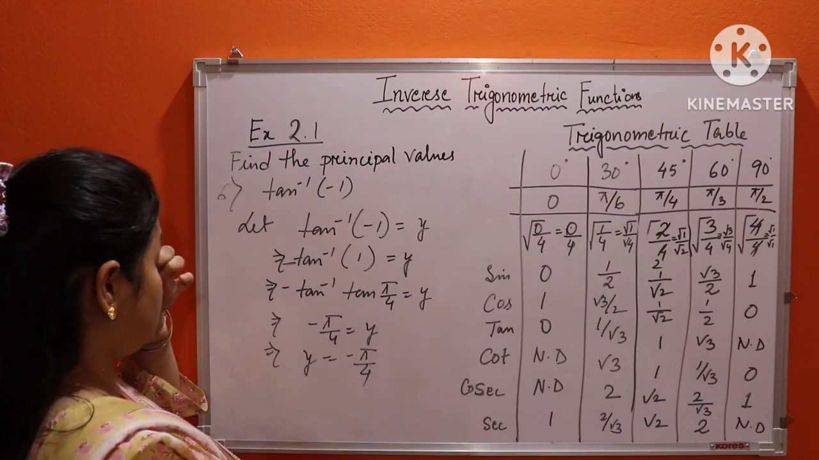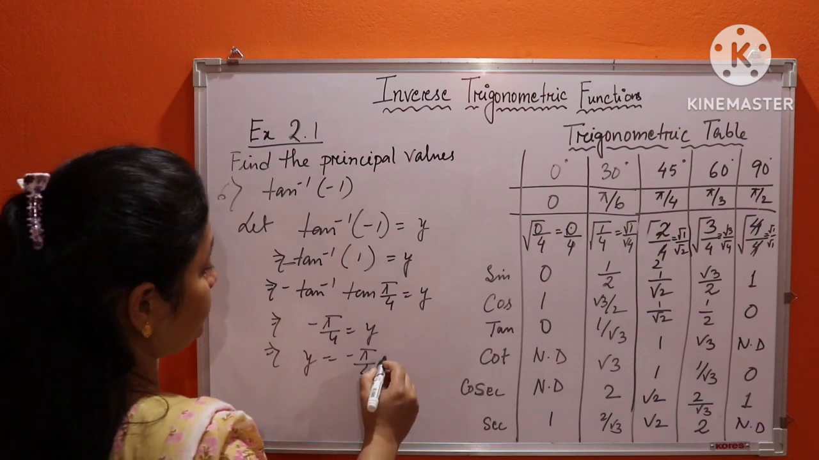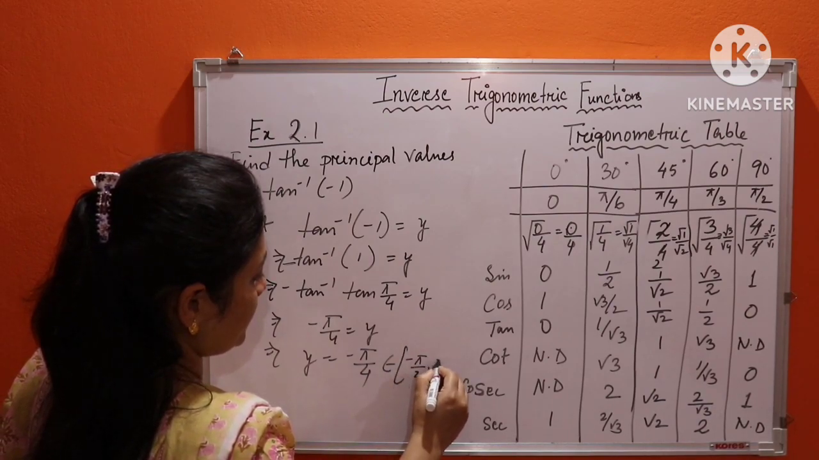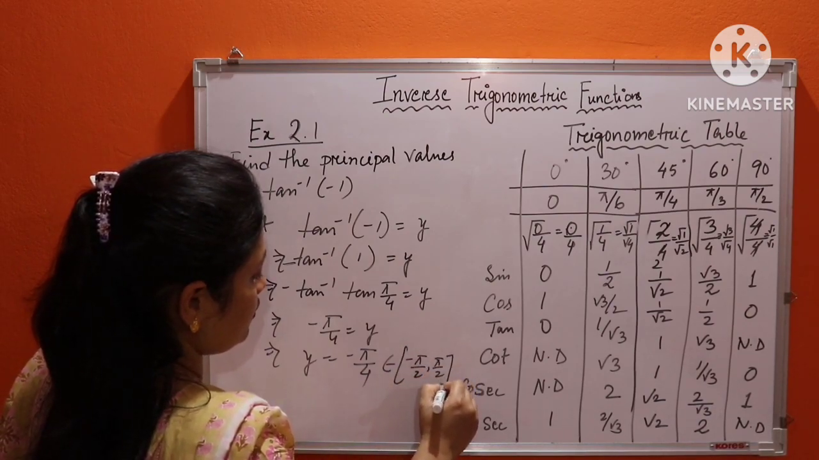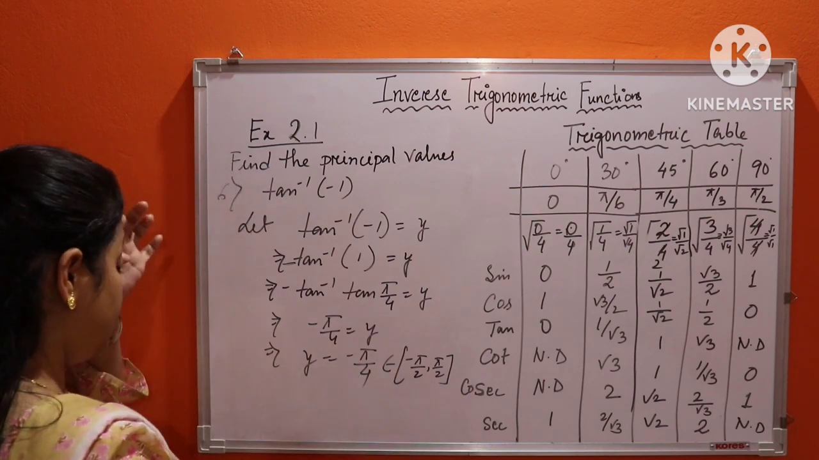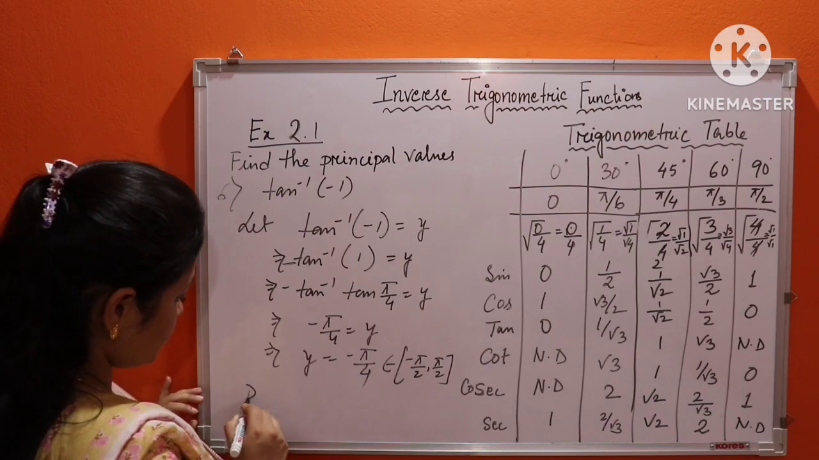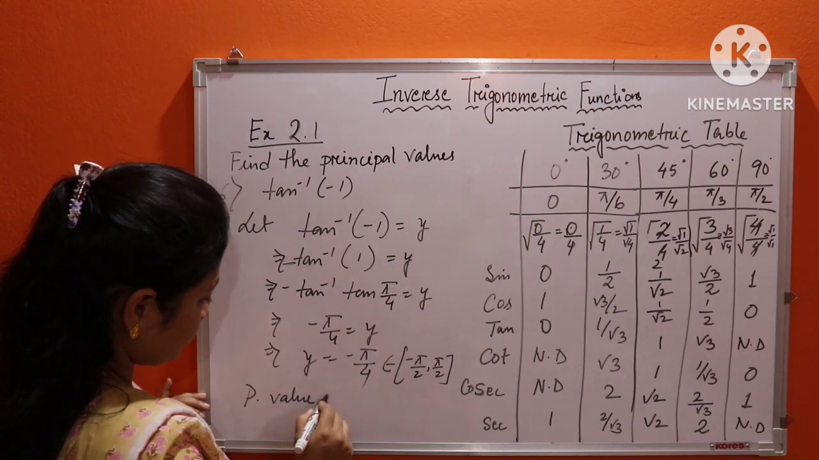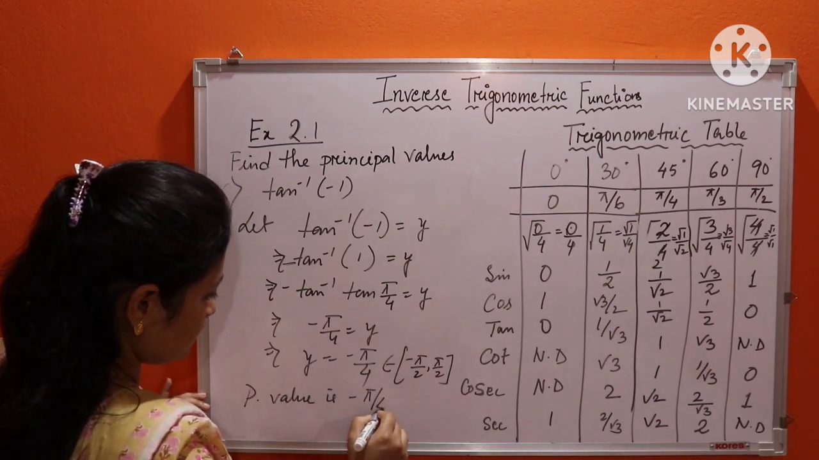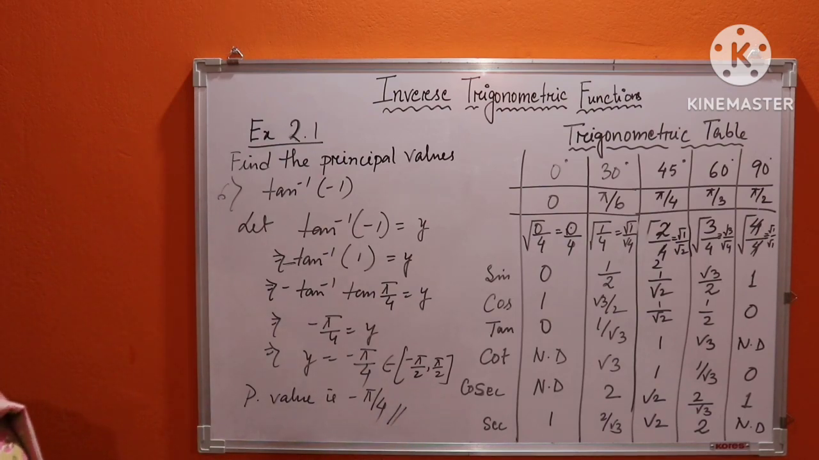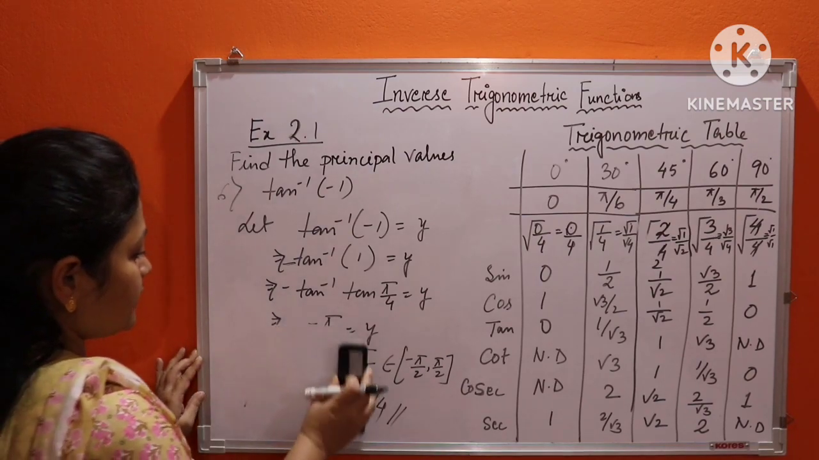The range for tan is minus pi by 2 to pi by 2. As we know, minus pi by 4 lies between minus pi by 2 and pi by 2. So the principal value is minus pi by 4. Hope all of you are understanding. Let's solve the next question.